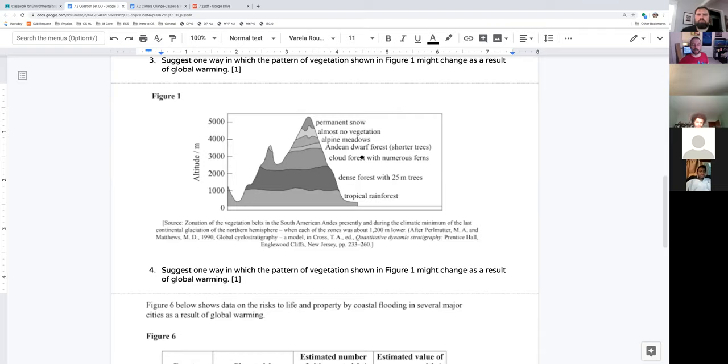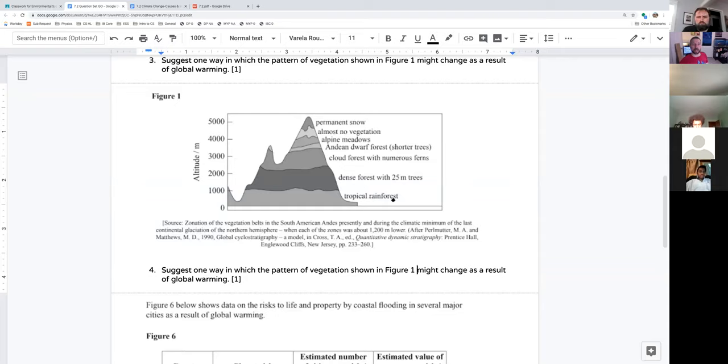And then the reason it's called a cloud forest is that this is the level of a lot of clouds that come by, and there's a lot of moisture available because of that. You can think of it kind of like fog, all that condensation comes in. And then down below, we see a dense forest with 25-meter trees. 25-meter trees are like 90 to 100-foot trees, right? Those are tall trees. And then down near ground level, we have a tropical rainforest.